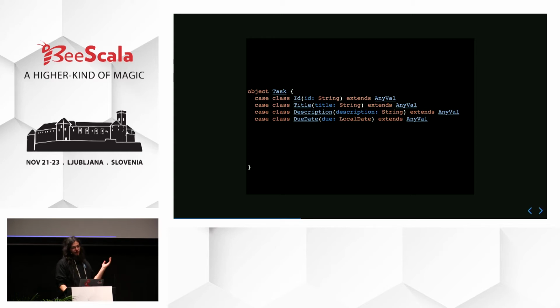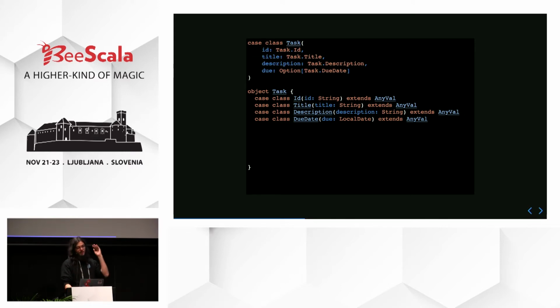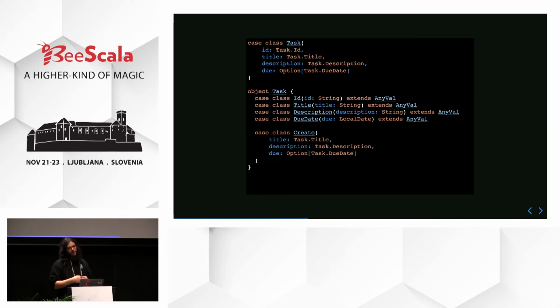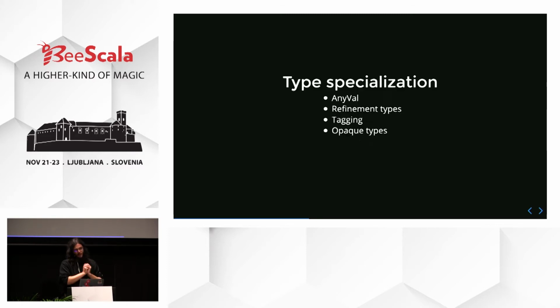And then in my task, every field becomes something that is in the companion object. So you can see the ID, the title, the description, and the option of a due date. And these are just wrappers for the underlying values. And then my create, since I don't need to do it top level, it refers to a task. I'll just put it within the companion object itself, and it'll just refer to the same types, except for the ID, of course.